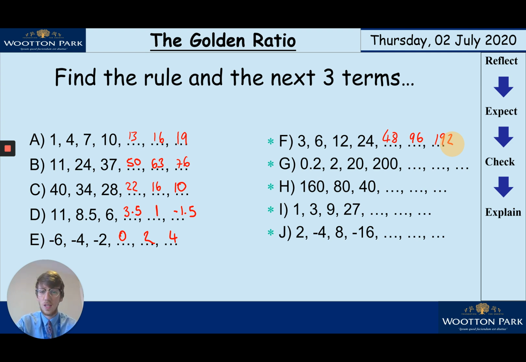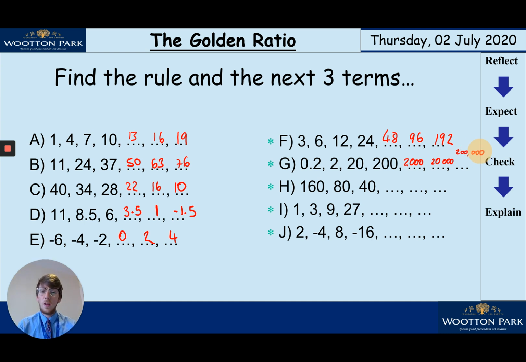The next one starts with a decimal, 0.2. Then 2, 20, 200. The rule for this one is that we're multiplying by 10, so adding a 0 each time. So we have 2,000, then 20,000. Going to run out of space. And then the last one, 200,000.